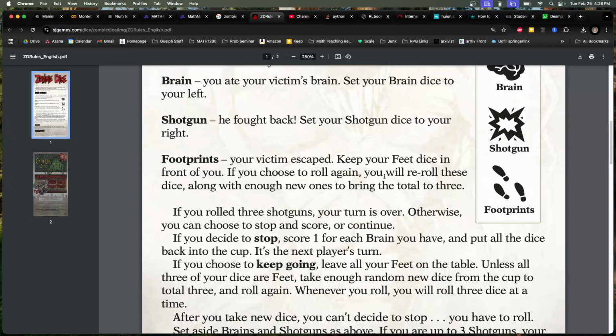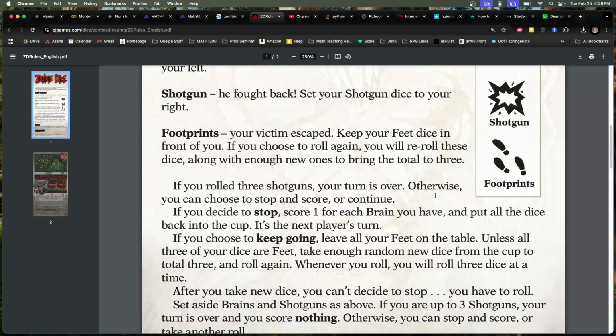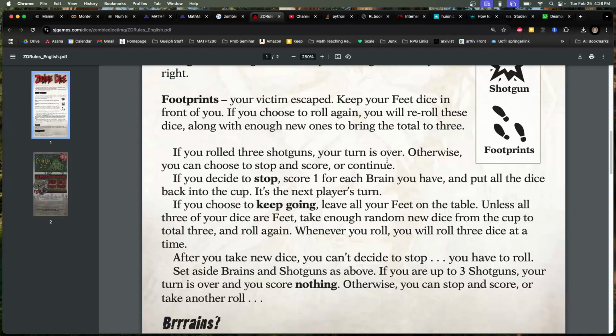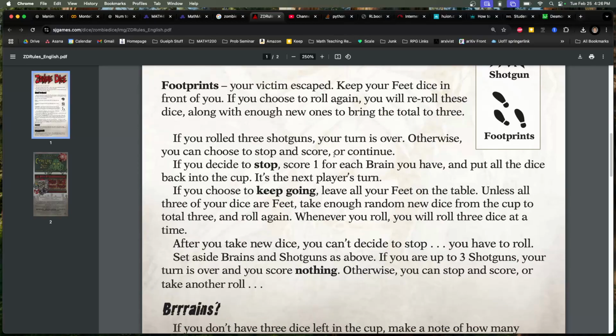If you choose to roll again, you will re-roll the same dice again. If you roll 3 shotguns, you're out. Otherwise, you can choose to stop or score. So just like in Pig, this is a game where the action you're taking at any given time is roll again or stop. Roll or stop. If you decide to stop, you're going to score 1 point for every brain you have.